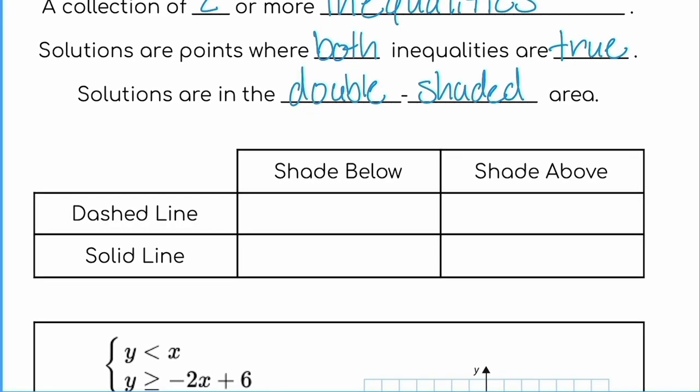All right. So I know earlier you said we use a dashed line for greater than or less than. Which one do we shade below? Less than. And which one do we shade above? And we use a solid line for greater than or equal to and less than or equal to. When do we shade below? Less than or equal to. And when do we shade above? Greater than or equal to.